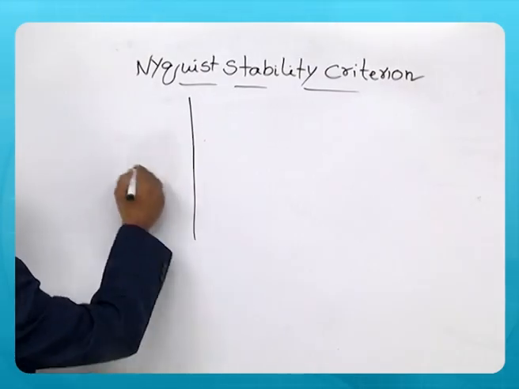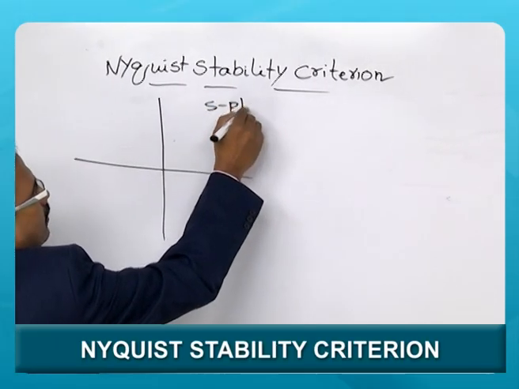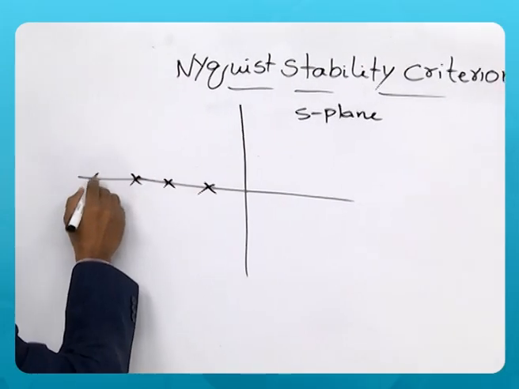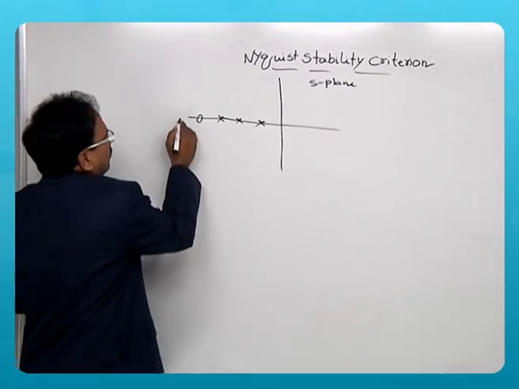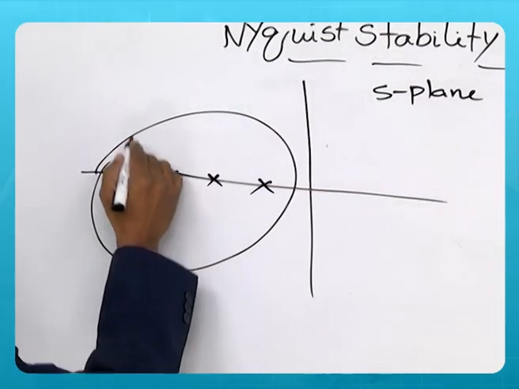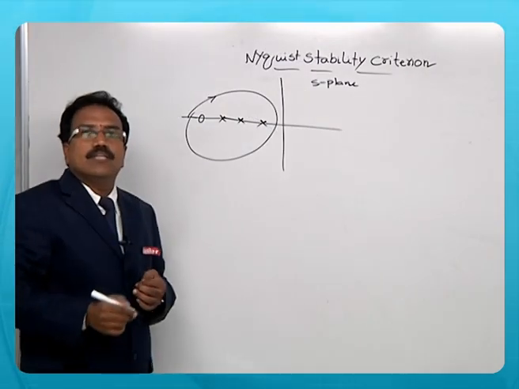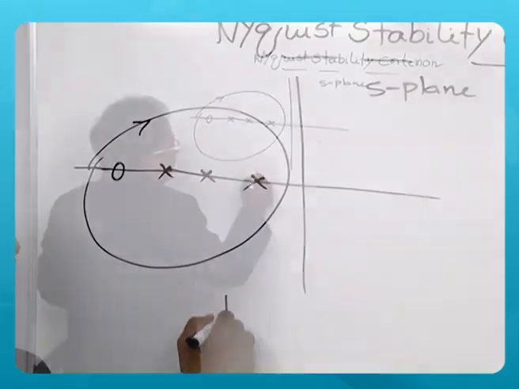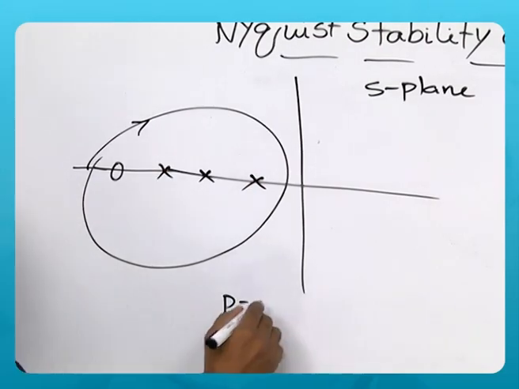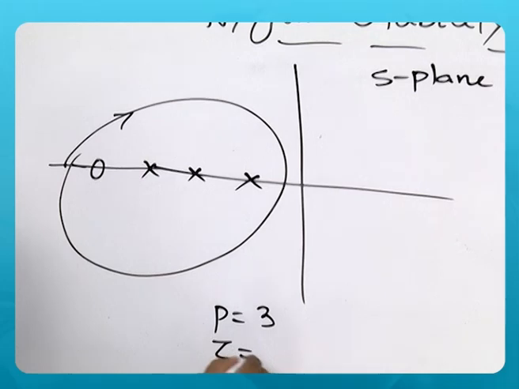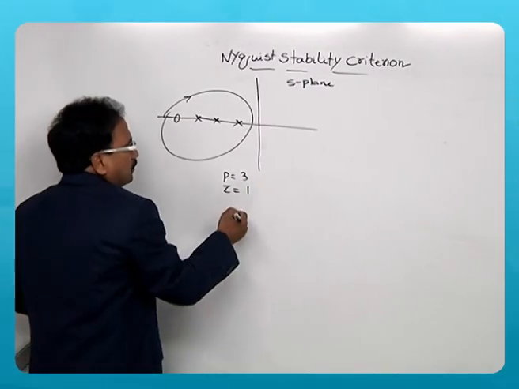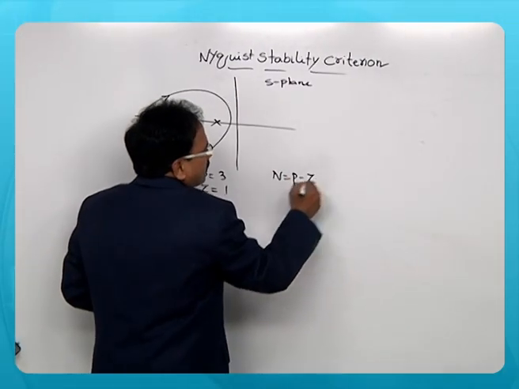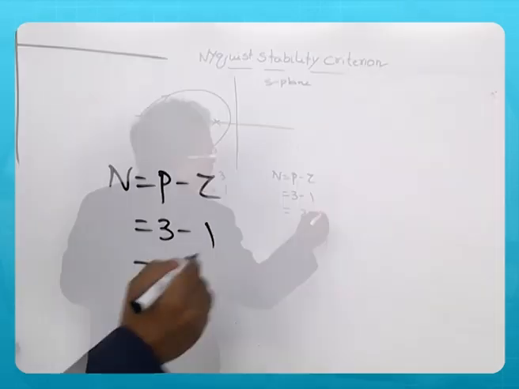Suppose in the S-plane there are 3 poles and 1 zero, covered in a clockwise direction by a closed path. Then you can see the number of poles covered by that path is 3 and the number of zeros is only 1. According to the principle of argument, n is equal to p minus z, so it is 3 minus 1, which is equal to 2.